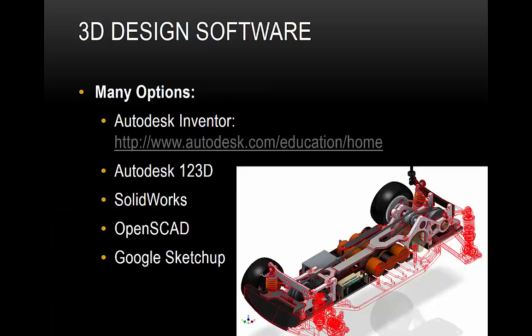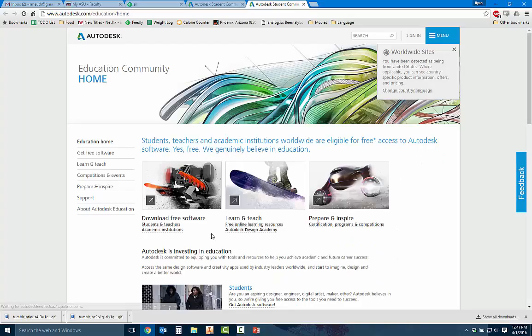To do this 3D design, there's a lot of different options out there. For us at ASU, you can go to autodesk.com/educationhome, and as students, you can download some free software. So if you're a student at ASU and you have an ASU email address, you can download the most recent version of Autodesk Inventor, which is what we're going to be using, for free for 1 year, which is super cool. So go ahead and do that. That's the software we're going to be using. So if you want to go do that right now, please do.